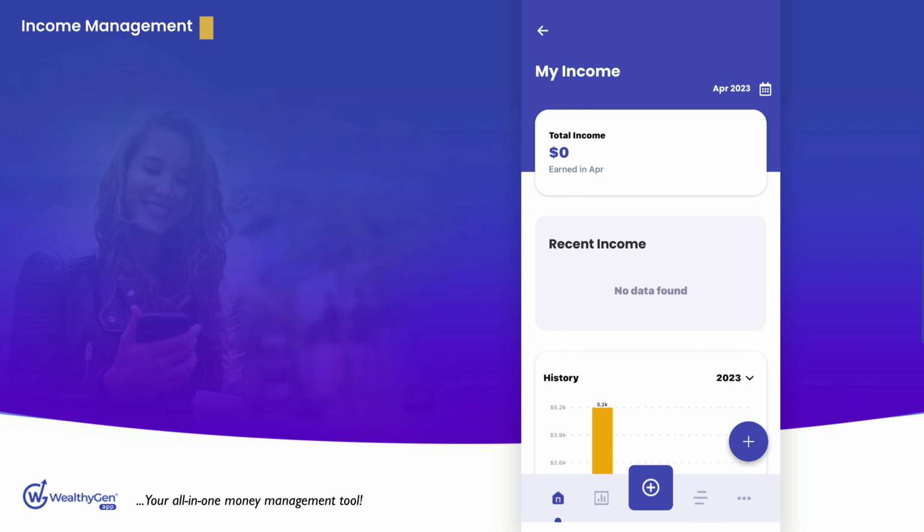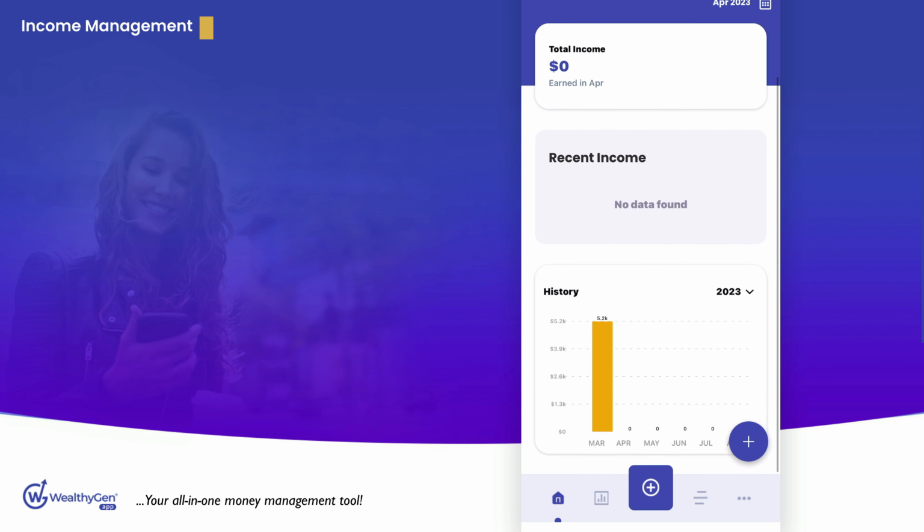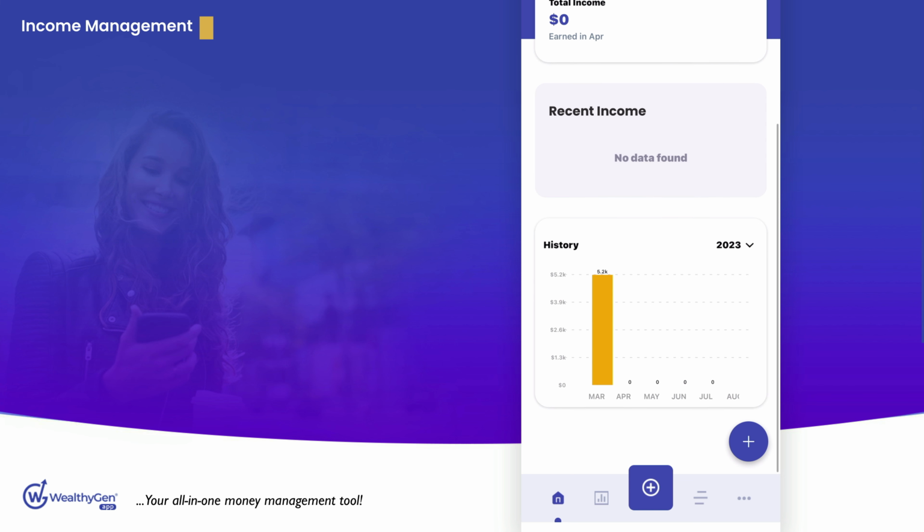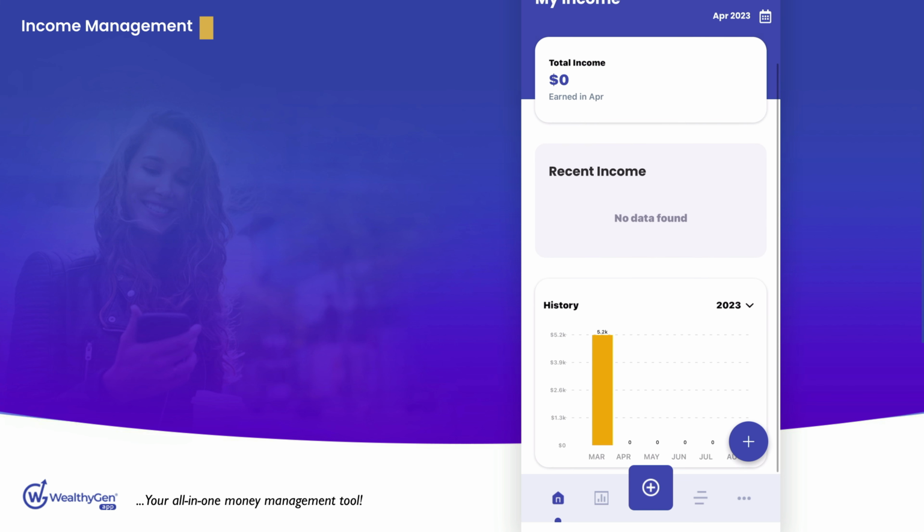This screen shows the summary of your income received for the current month. And as you can see, there is no income received yet for April. If you scroll down to the History section, you will see graphically that $5,200 was received in March, and nothing yet in April.